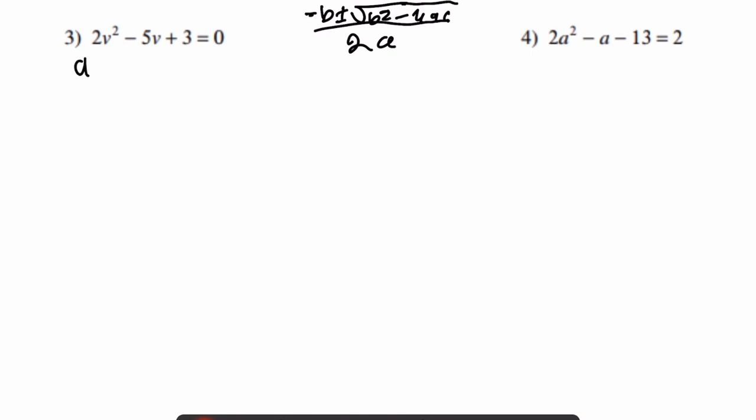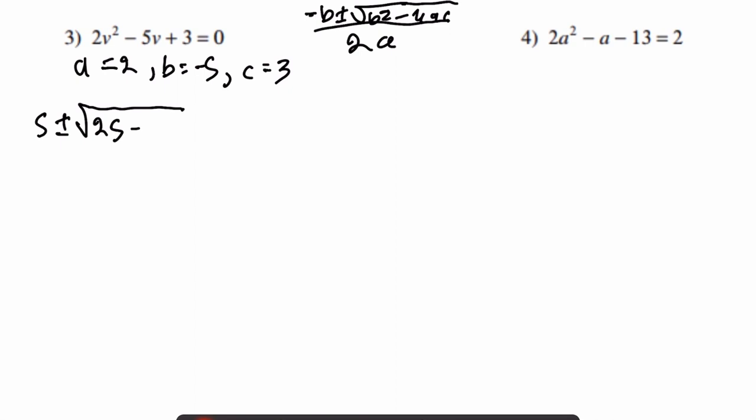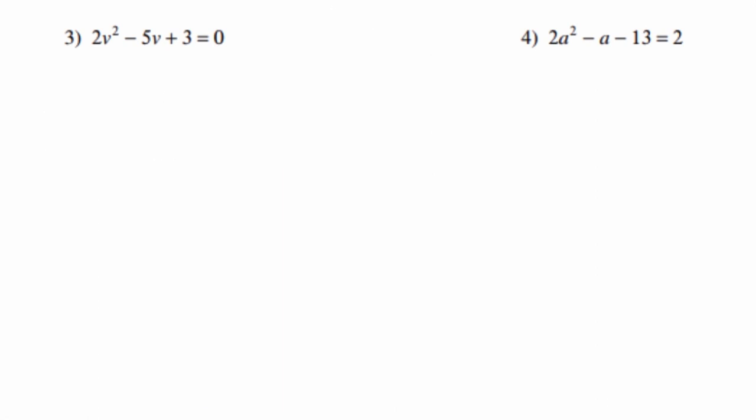Let's identify our a as 2, our b as negative 5, and our c as 3. So now we plug this into the quadratic formula. Negative b, so negative 5 is just 5, plus or minus the square root of b squared, which is going to be 25, minus 4 times 2 times 3, all over 2 times 2. Sorry, it's kicked me out again.